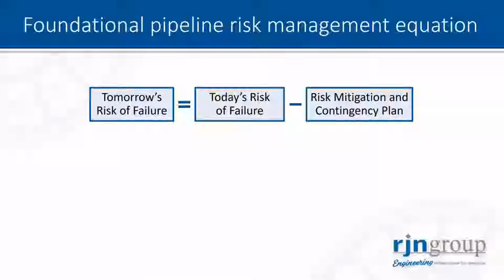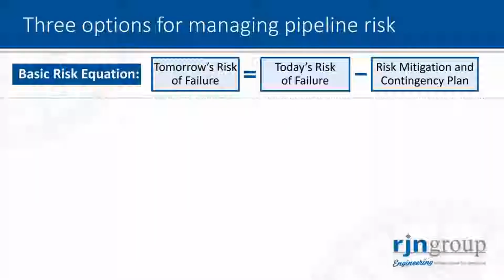One of the foundational pipeline risk management equations that gets applied to pipeline risk is a simple one. It's tomorrow's risk of failure is equal to today's risk of failure minus your risk mitigation and contingency plan. So it's a fairly basic equation, but sometimes can be challenging to figure out where to focus first. And so what we've done is broken it down to the 3 options that we see utilities utilize in terms of managing their pipeline risk.